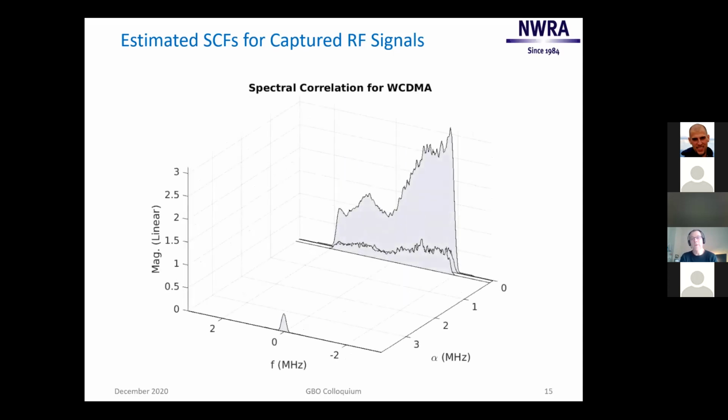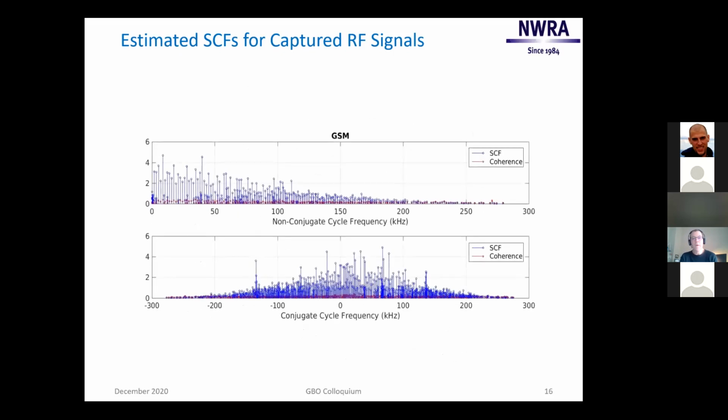WCDMA is the wideband version of CDMA. It has this very strong feature at its chip rate, which is 3.84 megahertz, and some other smaller ones in the kilohertz range. GSM, on its way out in the world, but still around, has a lot of cycle frequencies because it is a TDMA type signal. It has slots that users can jump in and out of, and that framing or slotting causes a lot of features. This is a kind of thing that's seen a lot in the GBO data as well.